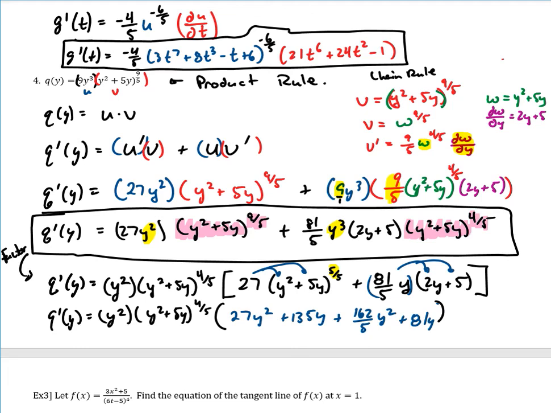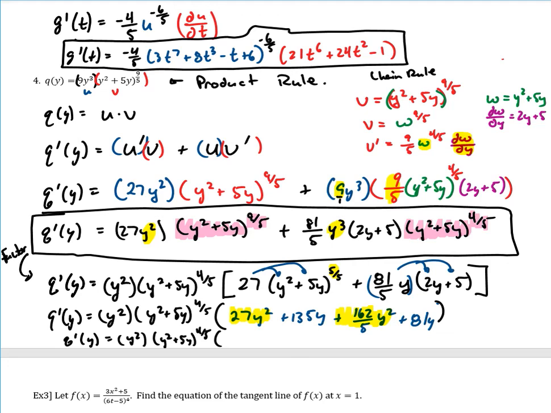Okay, and so we're pretty much there. I'm going to squeeze it into here. So our q prime of y. This y squared is good. The y squared plus 5y raised to the 4/5 is good. Inside here, there are like terms that combine. So 27y squared plus 162/5 y squared combine.